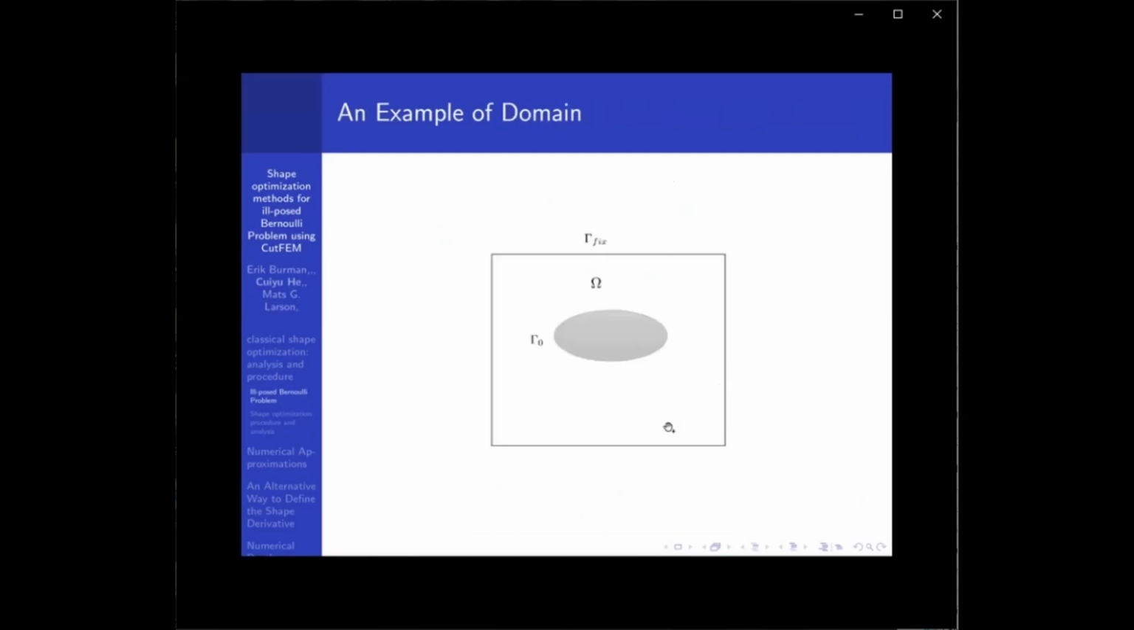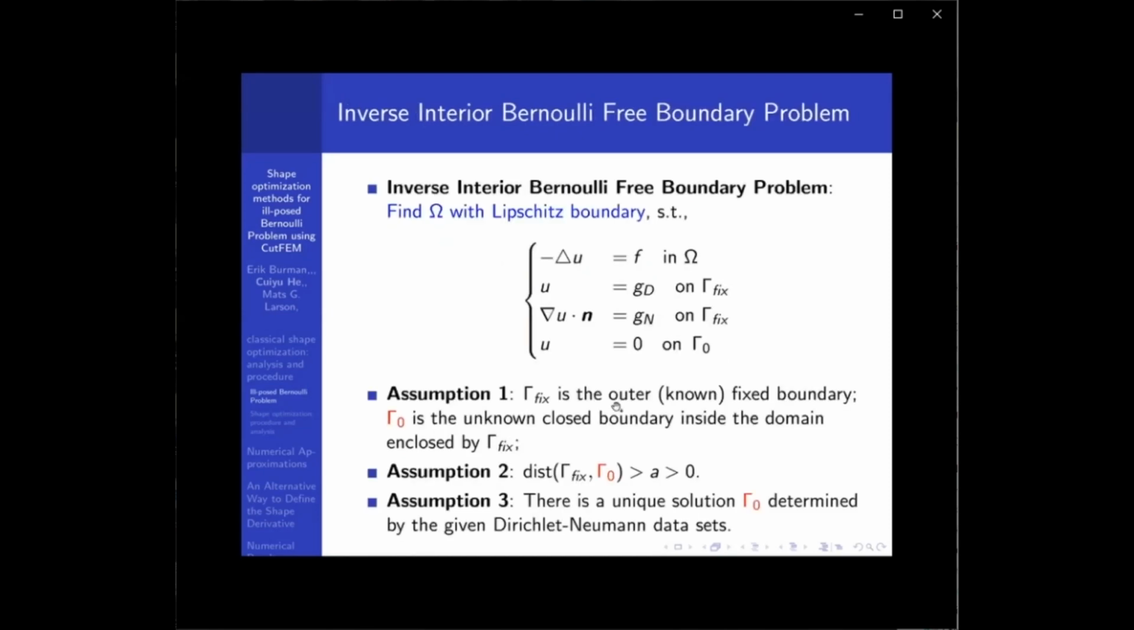I would like to give you one example. In this example domain, gamma fix is the boundary of the square domain. And the gamma 0, the free boundary, is the boundary of the ellipse. And the domain omega is then the square domain minus the ellipse. We need a few assumptions here. The first one is that the distance of gamma fix and gamma 0 is bigger than a positive constant a. And another assumption we need is that there is a unique solution gamma 0 determined by the given data.